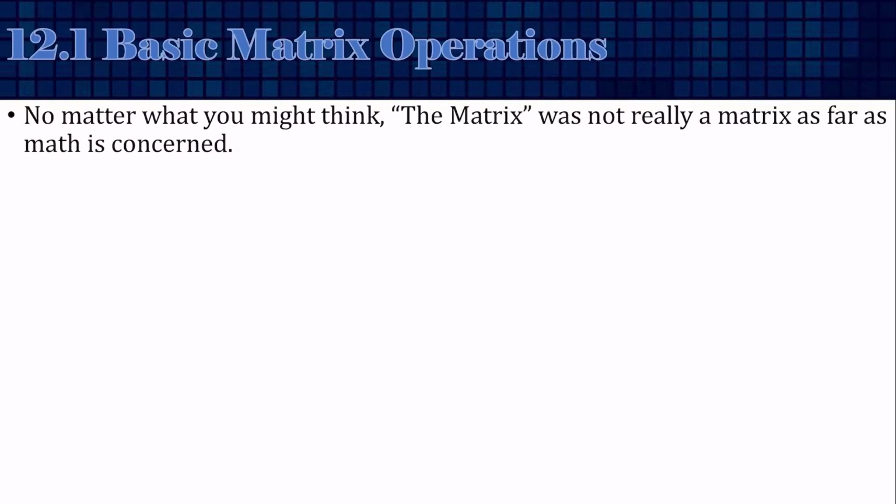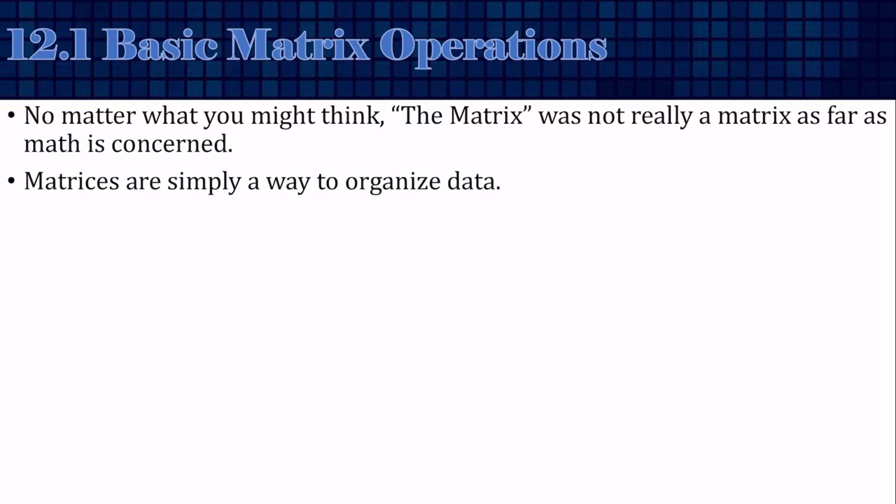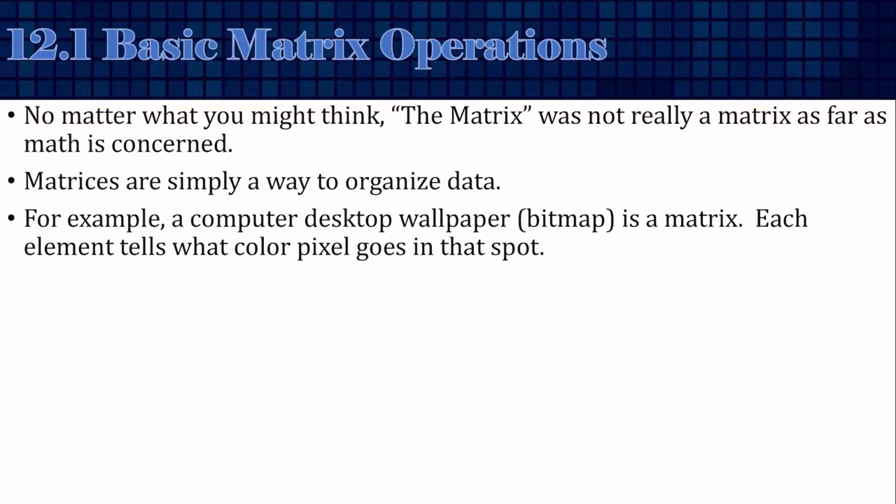No matter what you might think, the movie The Matrix is not really a matrix as far as math is concerned. Matrices are simply a way to organize data. For example, a computer desktop wallpaper, which is known as a bitmap, is a matrix. Each little point is a pixel, and there's a number that represents the color of that pixel. And so you end up with a whole array of numbers, maybe 2, 5, 5, 1, 3, 2, 0, 0, 2, 5, 5, and it'll continue, and you get all these numbers arranged like that.